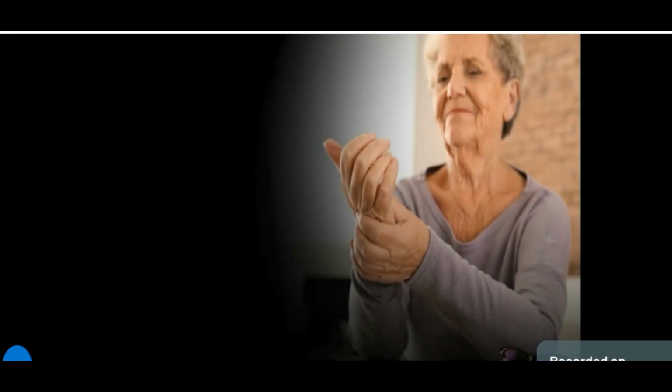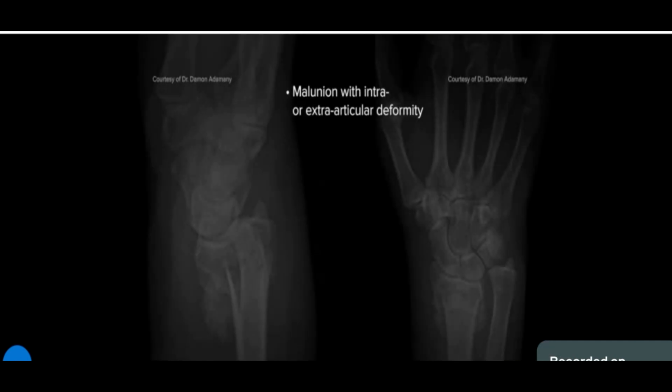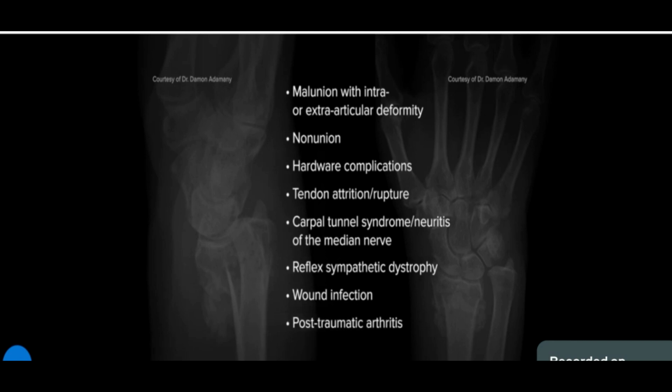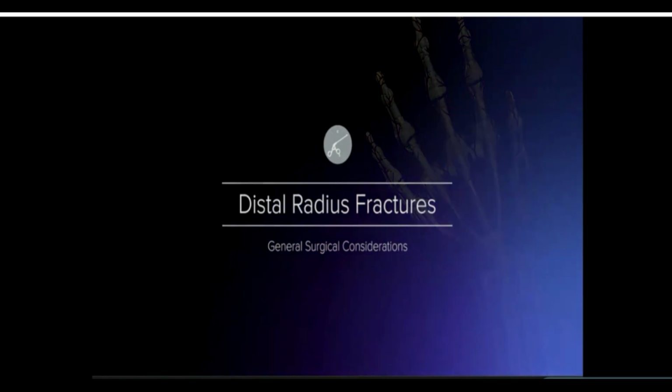Finally, the type and frequency of complications in distal radius fracture varies. Mina and colleagues found overall complication rates ranging from 6 to 80% and rates of post-traumatic arthritis that range from 7 to 65%. The most frequent complication is malunion with an intra-articular or extra-articular deformity. Others include non-union, hardware complications, tendon attrition or rupture, neuritis of the median nerve, reflex sympathetic dystrophy, wound infection, and late post-traumatic arthritis.